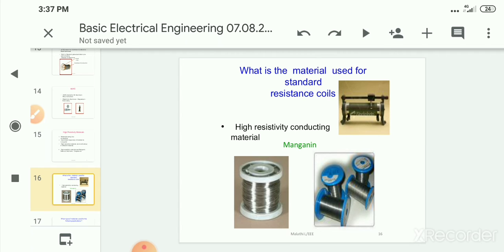Depending upon practical applications, these high resistive materials are divided into three types of groups. The first group is used for making coils for electrical measuring instruments. Here, see, this is manganin. Manganin is used for this purpose.